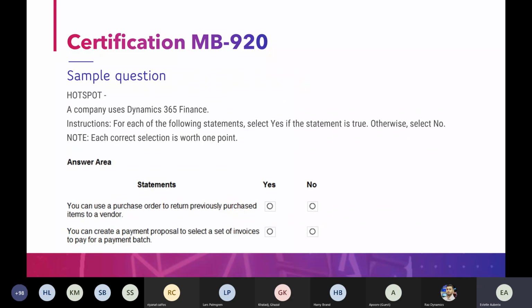A sample of question about that: a company uses Dynamics 365 Finance. Instructions are the same, yes or no. You can use a purchase order or return previously purchased. Is that yes or no? And you can create a payment proposal to select a set of invoices to pay in a payment batch, yes or no. As both statements are affirmative, you don't have to be afraid of a tricky question. You just pay attention when the statement is negative. So the right answers are yes in both cases.